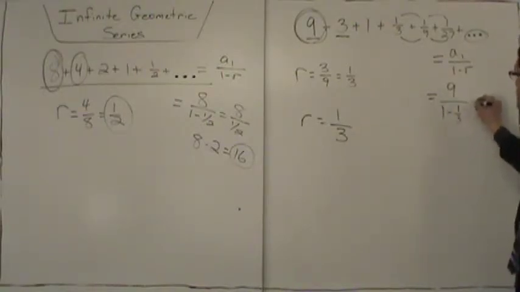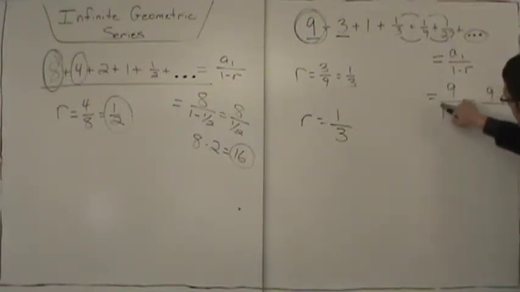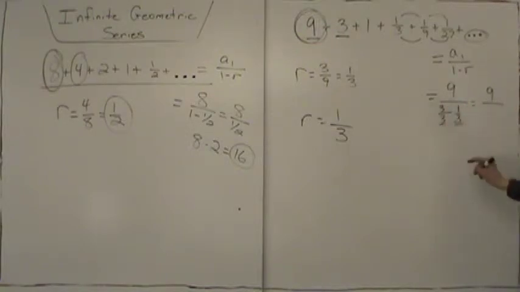Okay, 9 over 1 minus a third, which is the same as 9 over, what form of 1 do we want? We want 3 over 3, because we want a common denominator. Remember, 3 over 3 is an equivalent form of 1. Our denominator is 3. That does not change. Subtract the top. 3 minus 1 is 2.